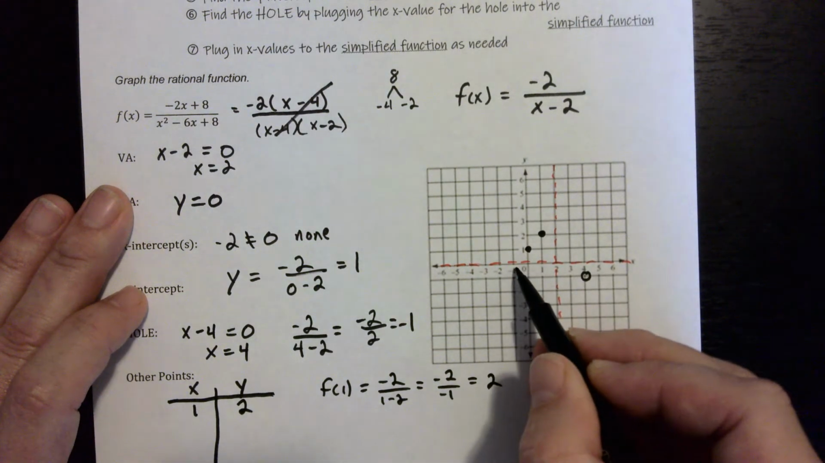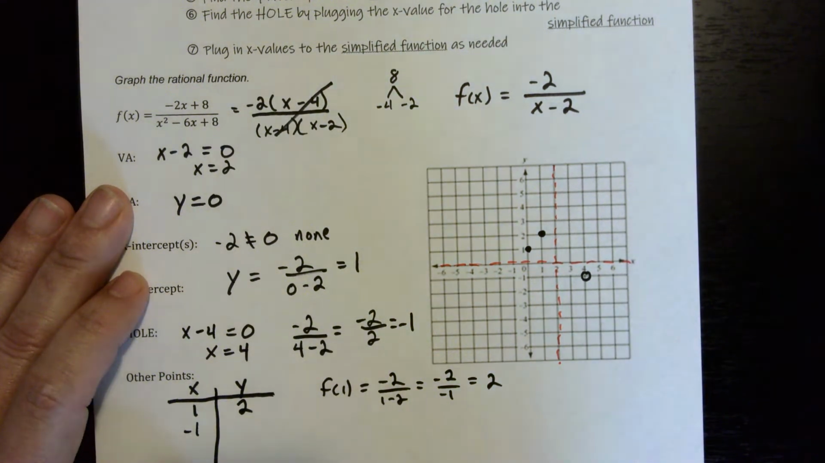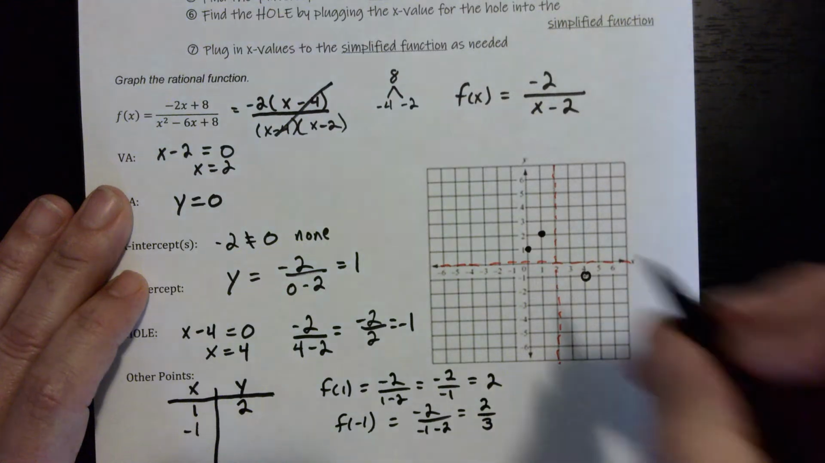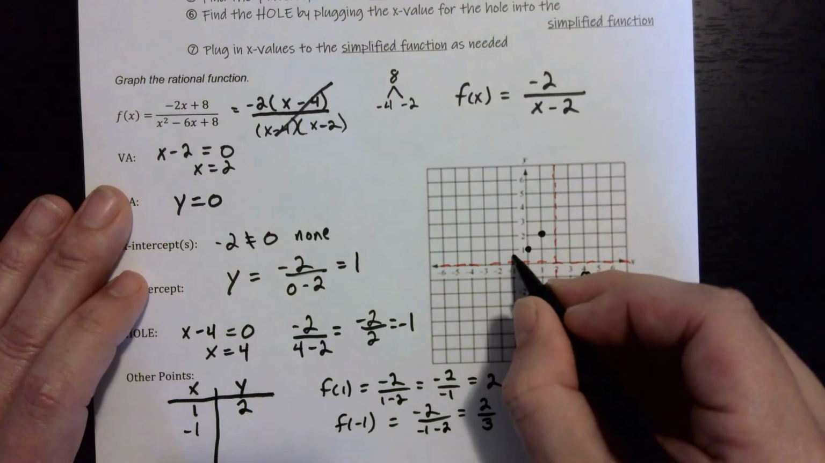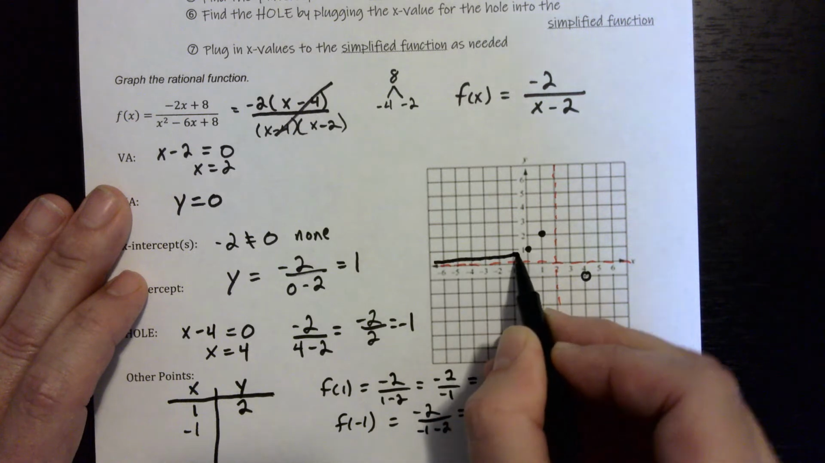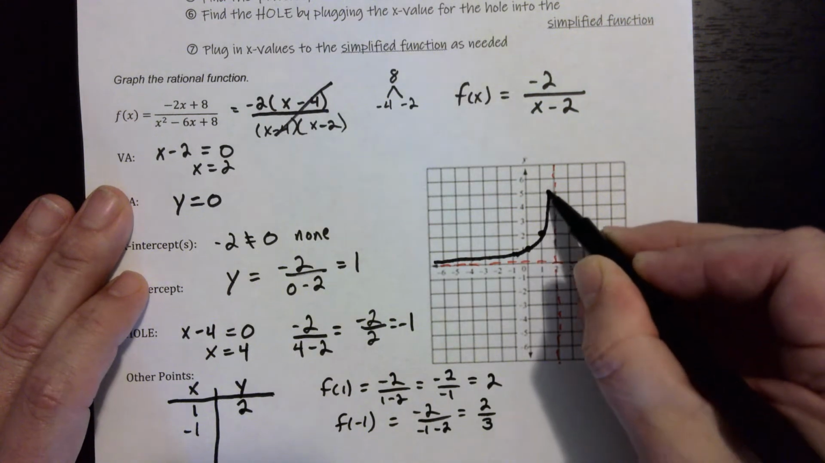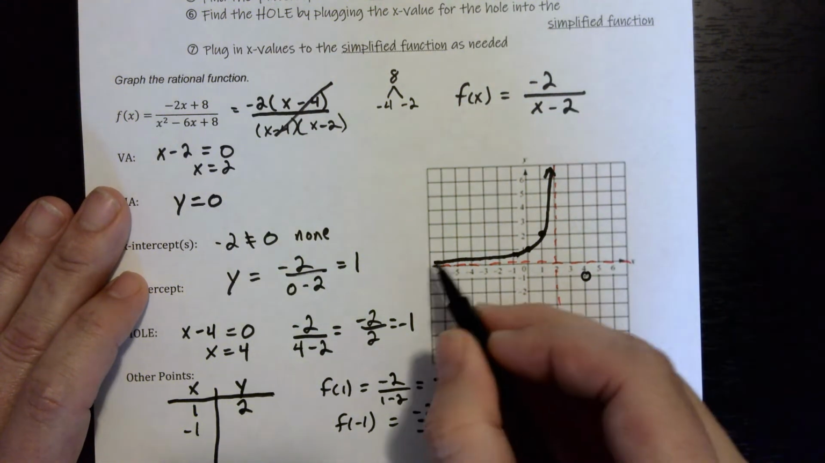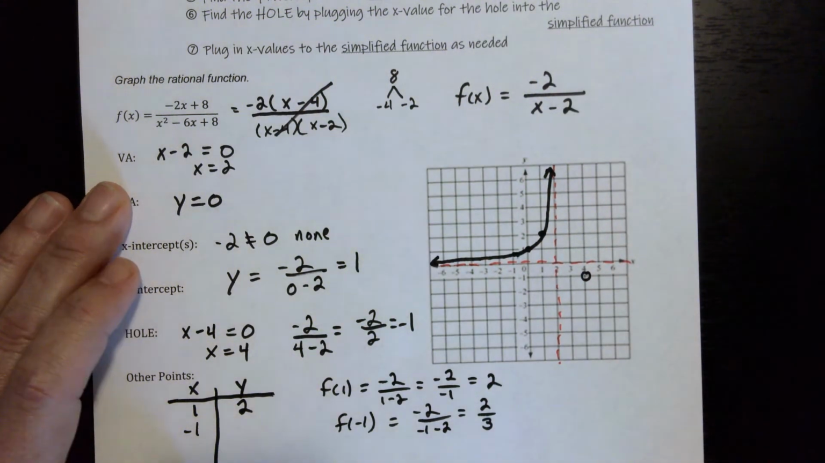Okay, let's do one more. Let's do negative 1. So plug in a negative 1 over there, and I get f of negative 1 is equal to negative 2 over negative 1 minus 2, which is going to end up being 2/3. Okay, so 1 goes up about 2/3. Okay, so there's that part of the graph. I can go ahead and kind of sketch that out there. There we go. And we'll butt up against that asymptote, both of them, but I'm not going to pass either one of them. All right, let's look at the other side.